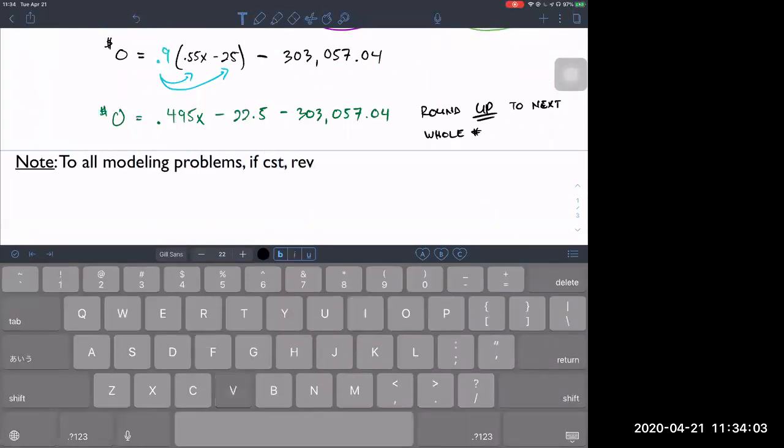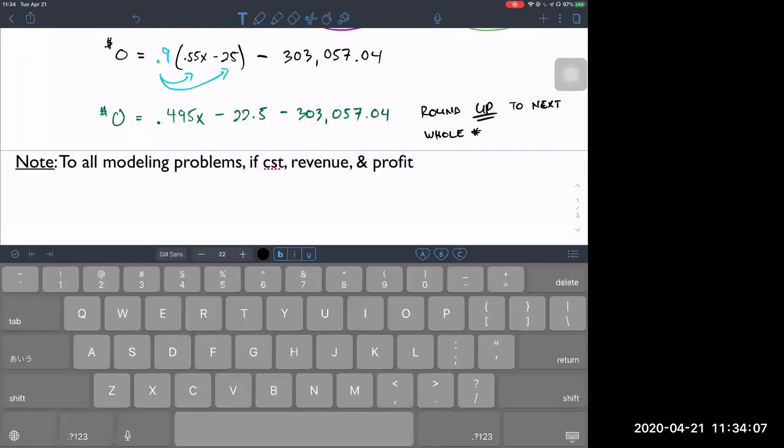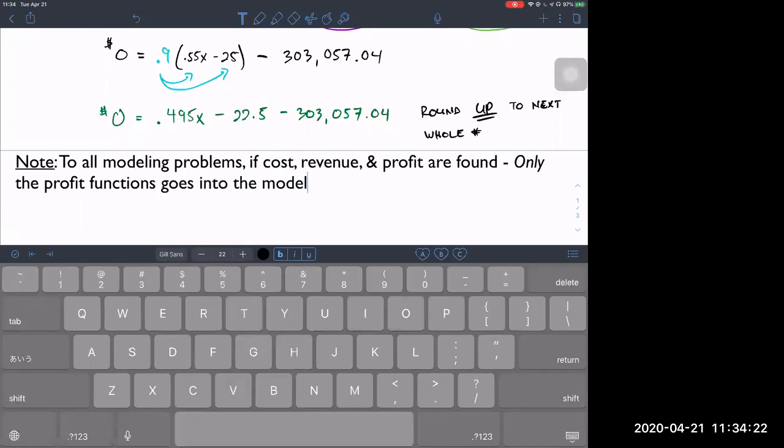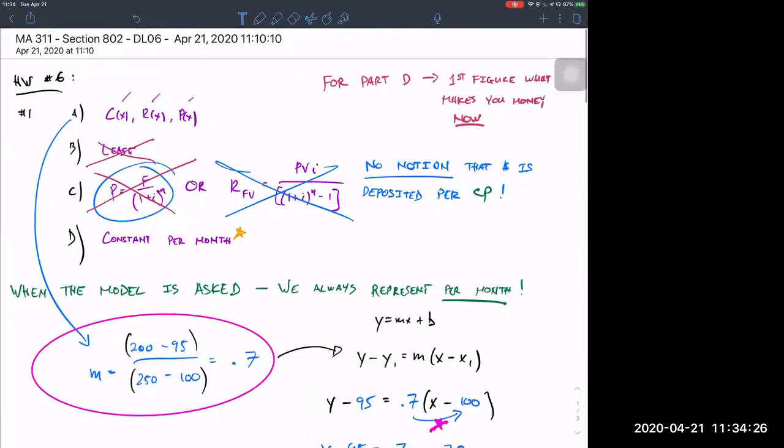If cost, revenue, and profit are found, only the profit function goes into the model. Why? Well, think about it. If we're producing, say, I don't know, like napkins or something silly like that, right?